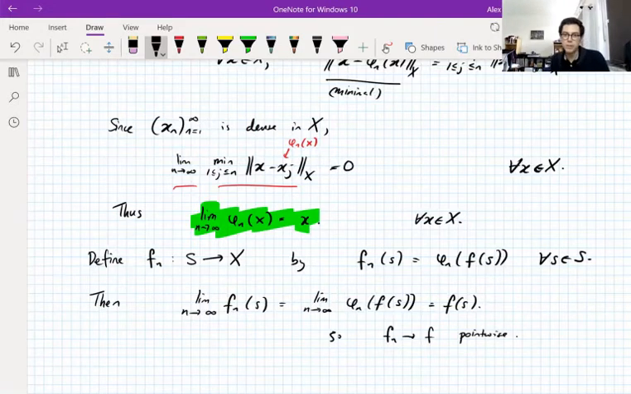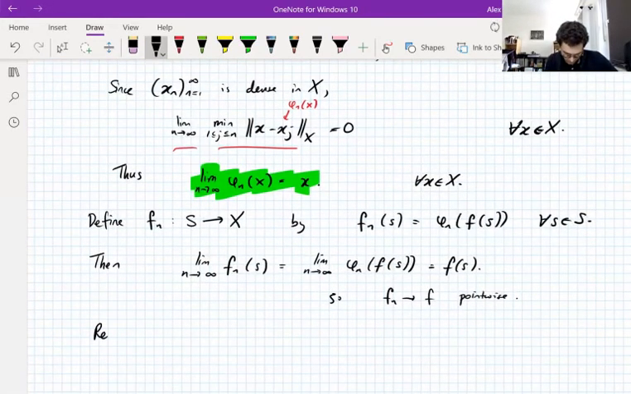It looks like we're done, but we're not. We need to show that fn is actually a simple function. Now, fn has got finite dimensional range. It's actually finitely valued, so it is basically a sum of characteristic functions, but we don't know that these characteristic functions are measurable. We need to show that fn is actually measurable before we can conclude that it's simple. So it remains to show that fn is measurable.